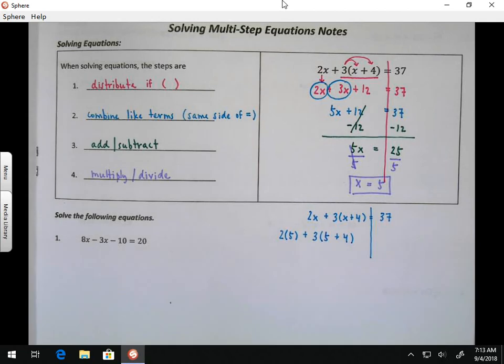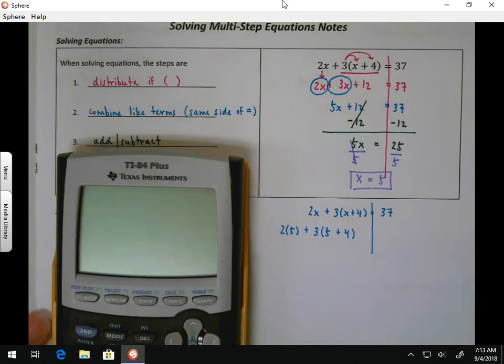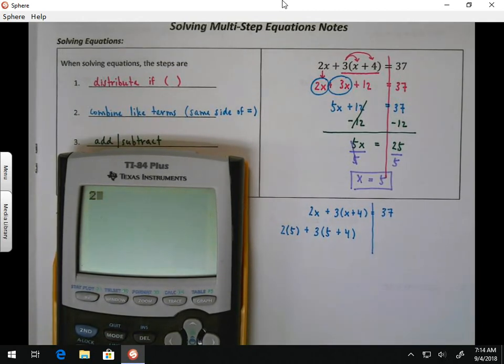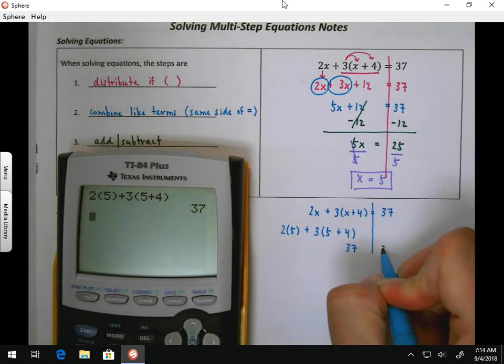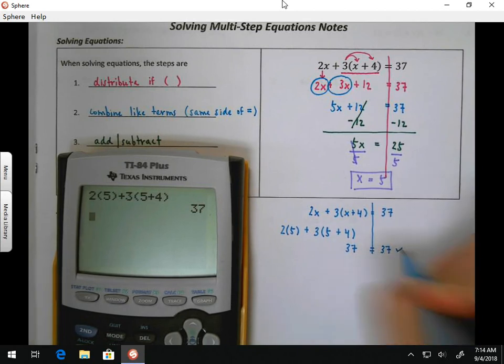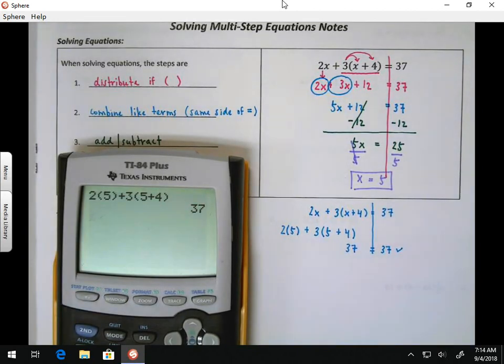And now I'm just going to use my calculator to check that I did this correctly. I'm going to plug it in just how it looks on my page with parentheses and everything. So 2 times 5 plus 3 times the quantity 5 plus 4. And I get 37, which is what I wanted. And I know that my answer is correct. Again, it doesn't take much time, but it'll make sure that you actually got the answer you wanted.